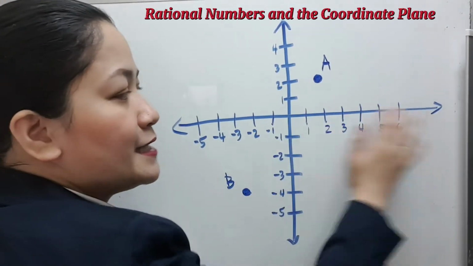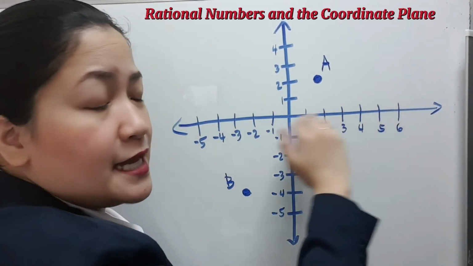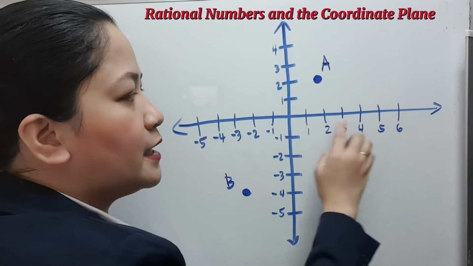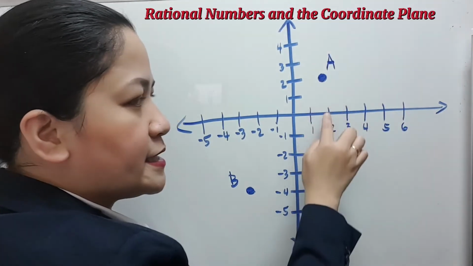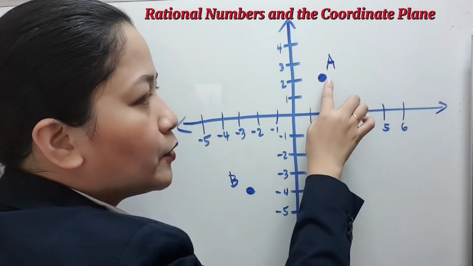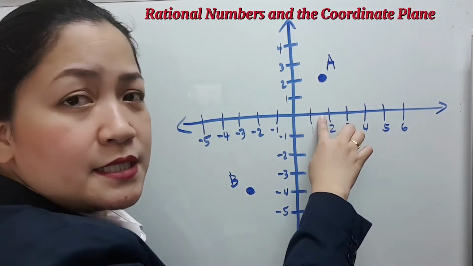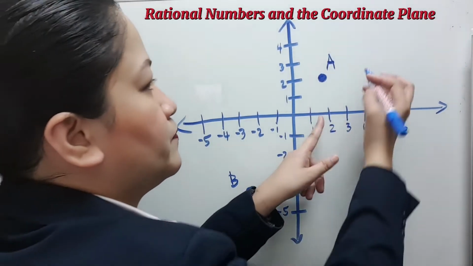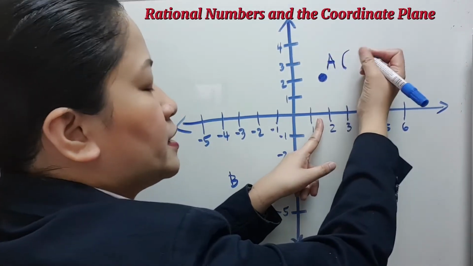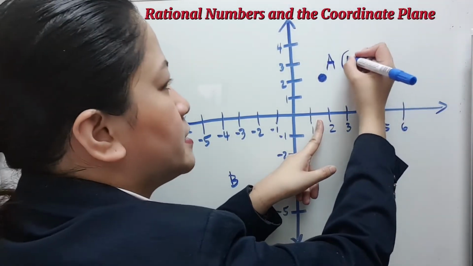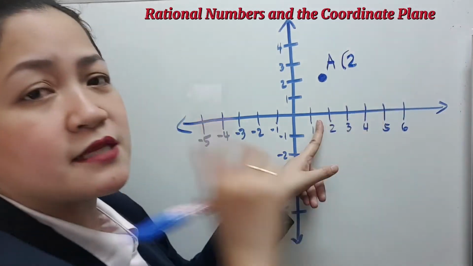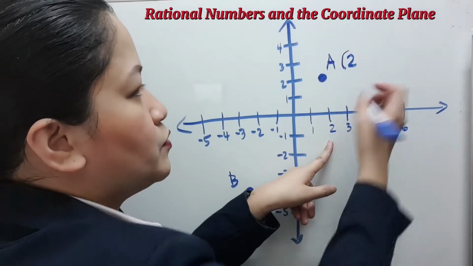First, look at the x-axis. So this is the x-axis, the horizontal number line. Where is it opposite? So point A is opposite 2 on the x-axis. That means the x-coordinate is 2. So we put the ordered pair in parentheses. So the x-coordinate, which is the first coordinate, is 2.